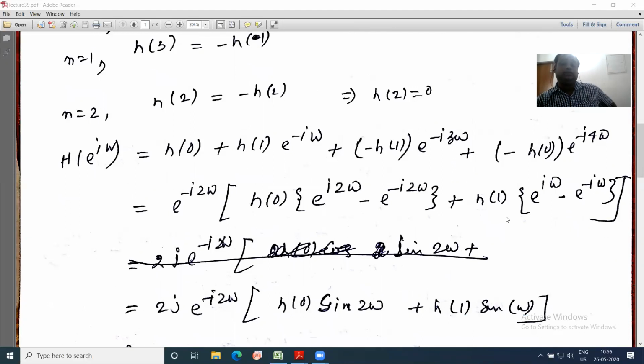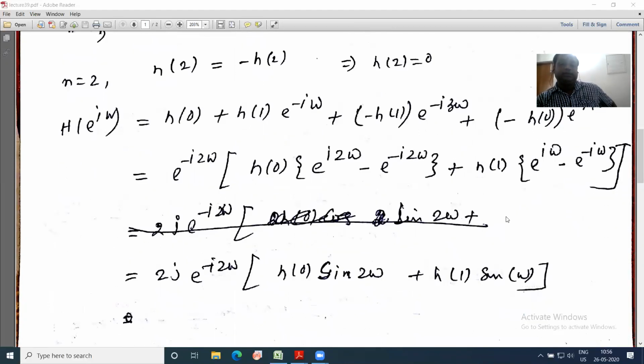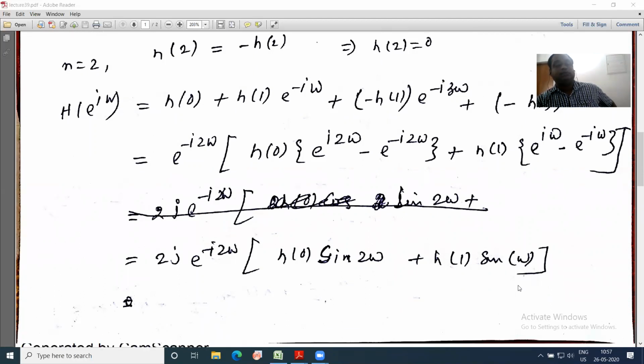Next thing that I want to say is that if I write this term e power j2 omega minus e power minus j2 omega, that is equal to 2j sine 2 omega. Okay, e power j theta minus e power minus j theta will be equal to 2j sine theta. So that means 2 times j, if I take out here, this will be h0 into sine 2 omega, h1 sine omega. Now what is the difference between that?